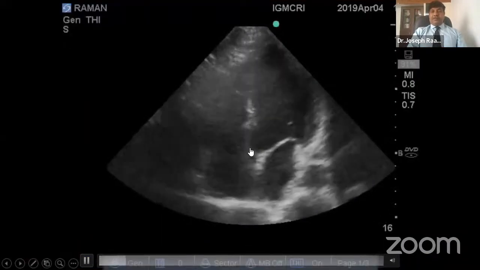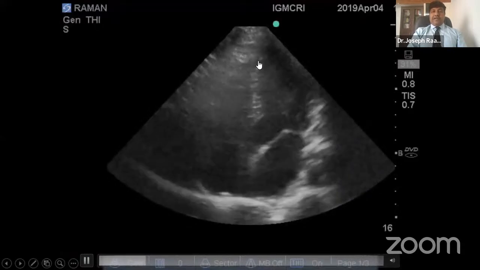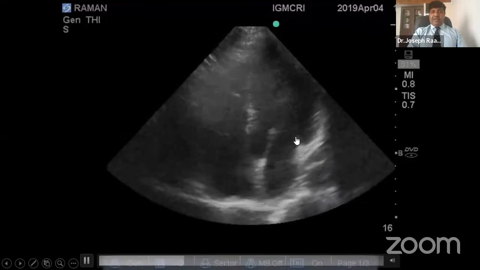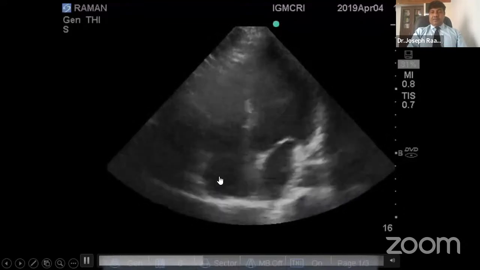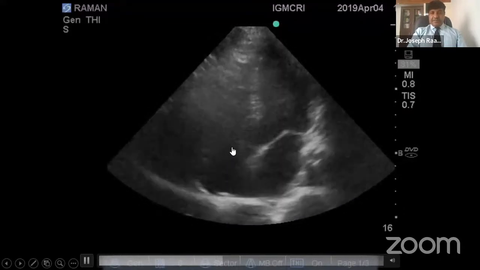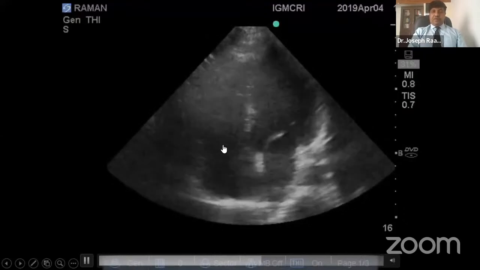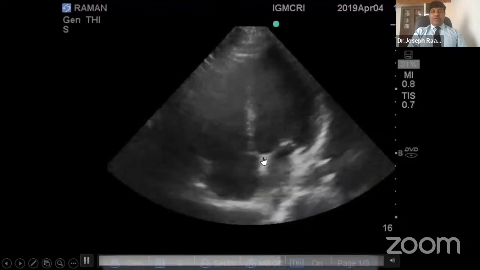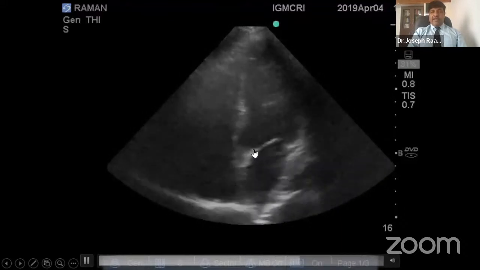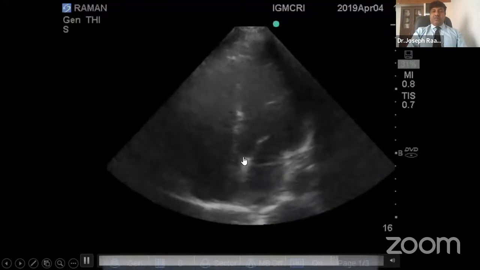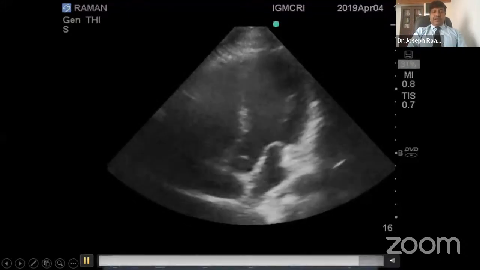So this is the four-chamber view. You see the left ventricle is bigger than the right ventricle. You clearly see the mitral valve opening and closing. This is the left atrium, and this is the right atrium. The tricuspid valve is not clearly seen in this image, but you need to adjust your probe and you'll get it. Once you start tilting the probe anteriorly, a little bit superiorly, you will start getting the aortic valve.